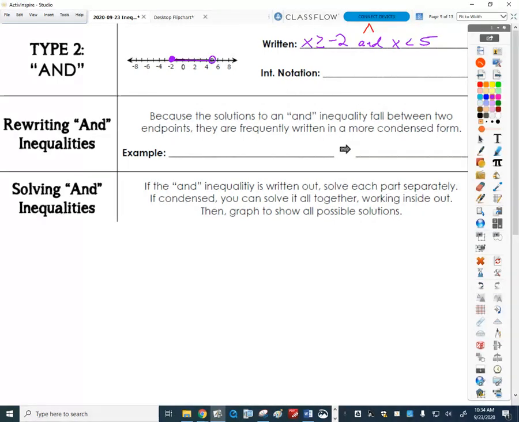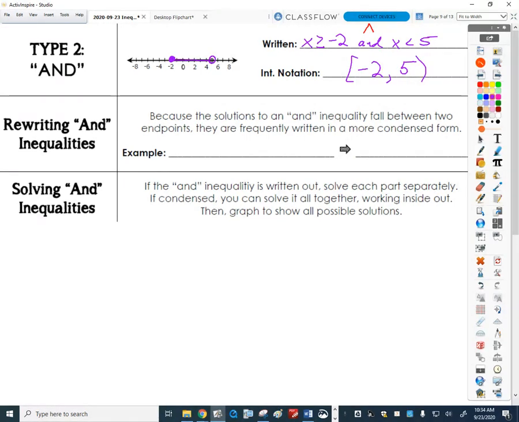Okay, using interval notation, how would I do this one, do you think? Well, I have to have a comma in the middle. What's my lower boundary? -2. What's my upper boundary? 5. Good. And then I need a bracket there, right? Because that's closed. Parentheses there because that's open, right?